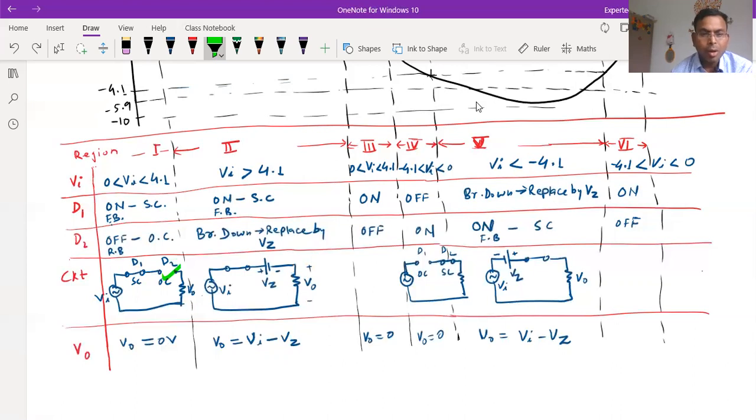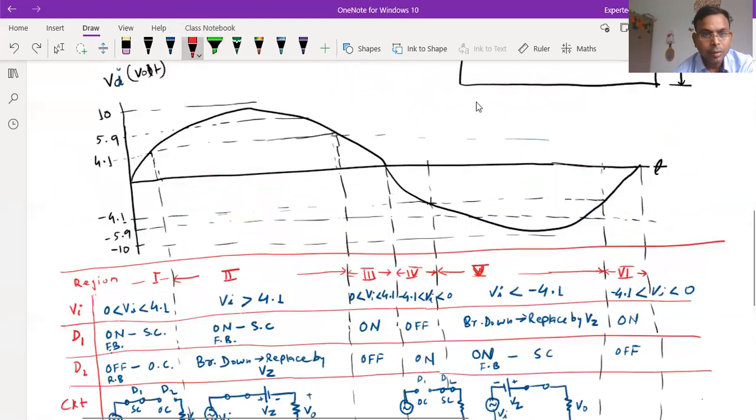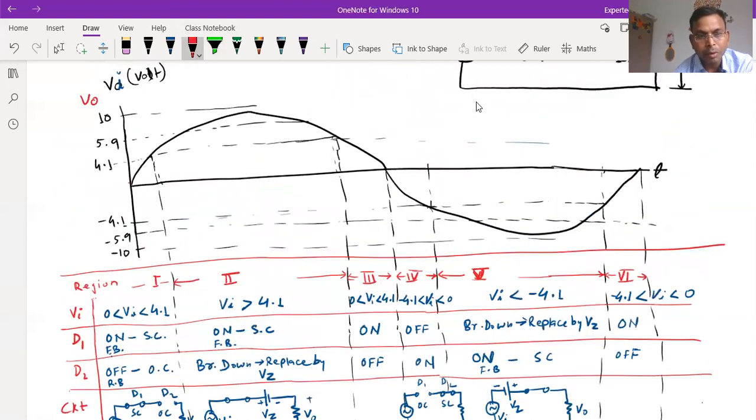Okay. So now I can show this on this graph. I can show VO also in this graph. So VO will be just 0 up to this voltage.